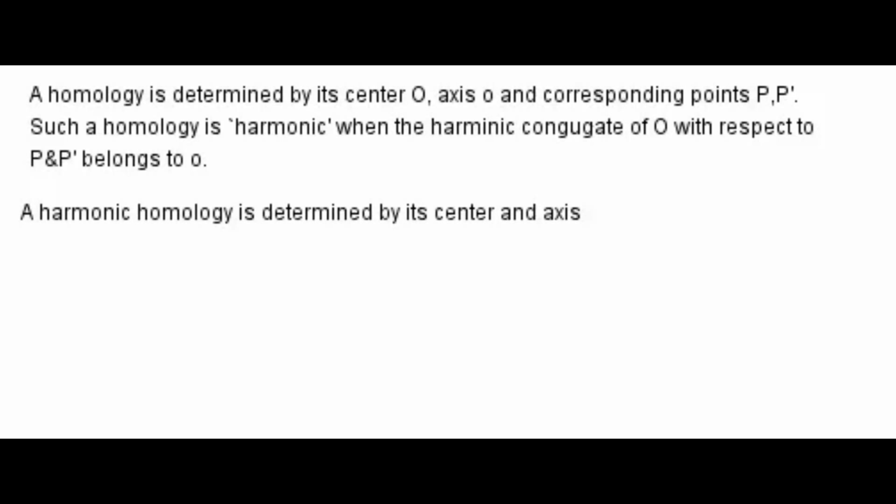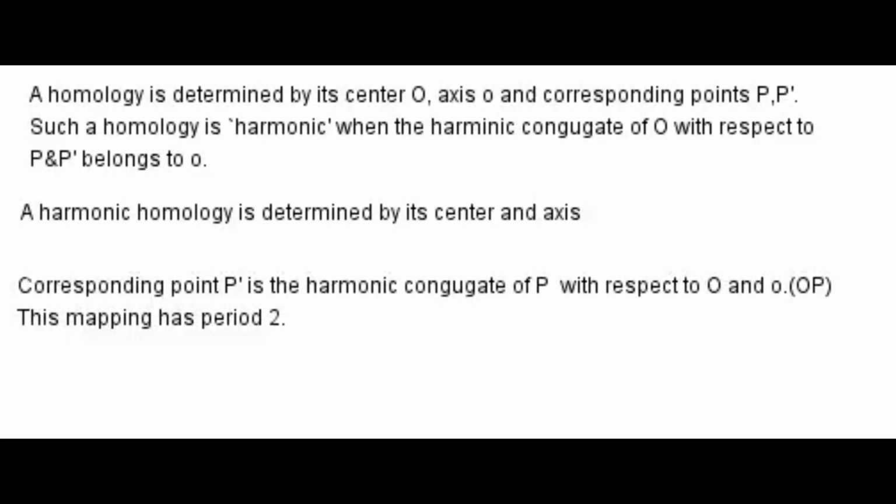Why? Well, let's say we want to find out what the image of a point P is. The corresponding point P dash is just going to be the harmonic conjugate of P with respect to both the centre and the place where this line OP meets the axis little o. And for this reason, such a mapping clearly has to have a period of 2.